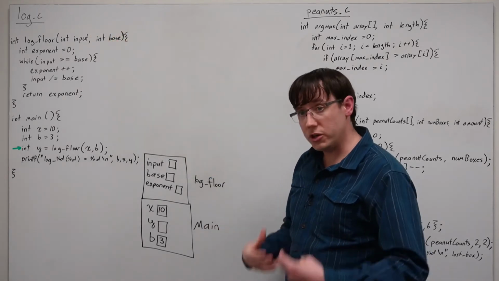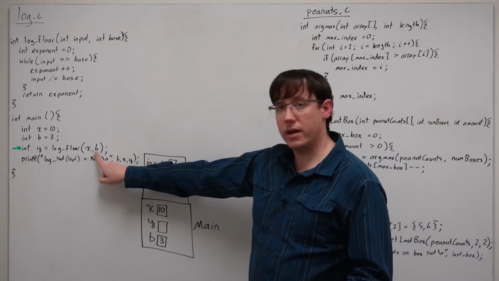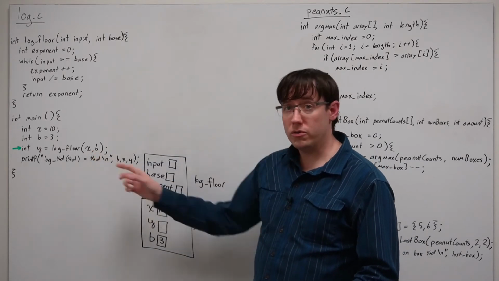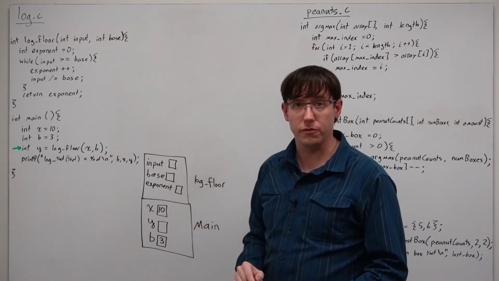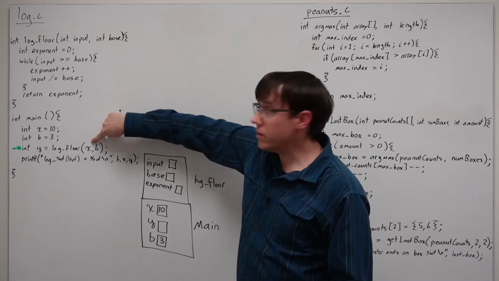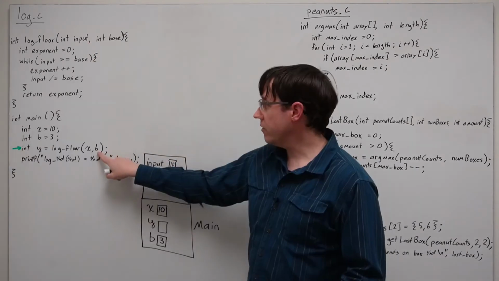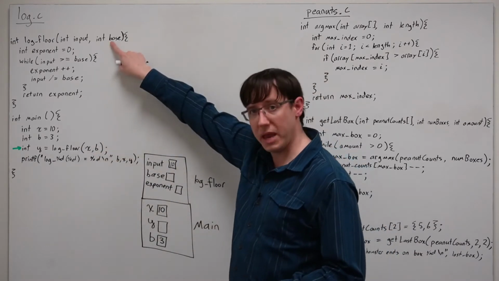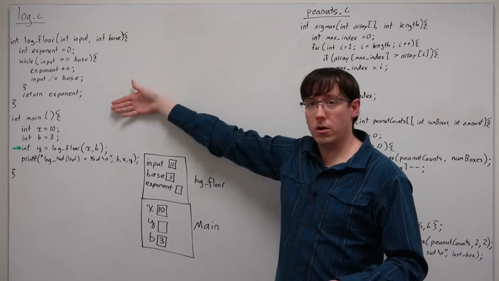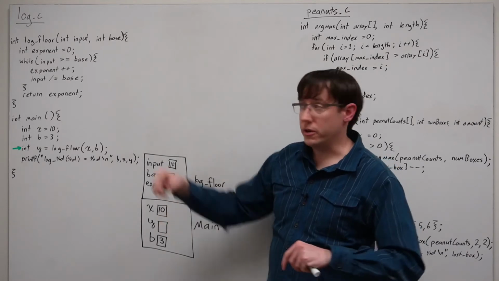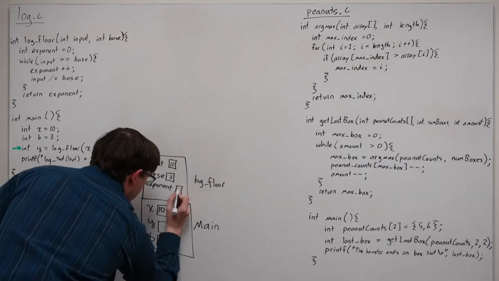And when this function is called, we give it the values of x and b, so those values are immediately copied into the stack frame for log floor. The value of x becomes the value of input, and the value of b becomes the value of base. Now we can start to trace through the log floor function. On the first line, we assign 0 into our exponent variable.